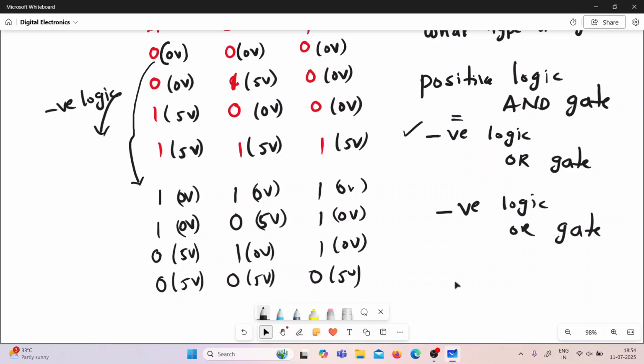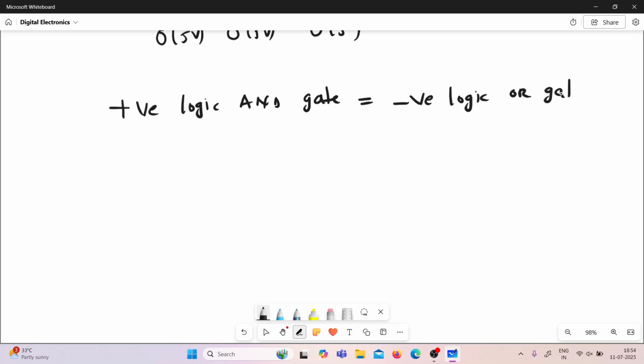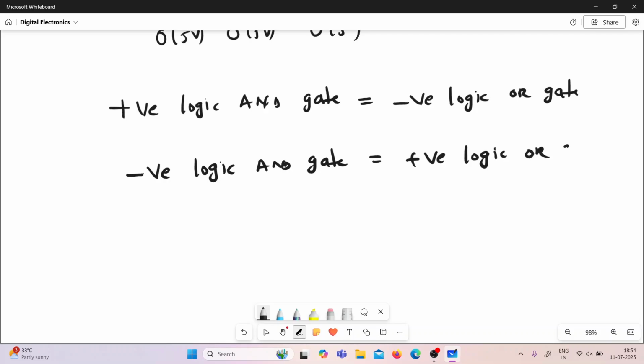So the summary for this topic is: positive logic AND gate is equal to negative logic OR gate, and similarly negative logic AND gate is equal to positive logic OR gate.